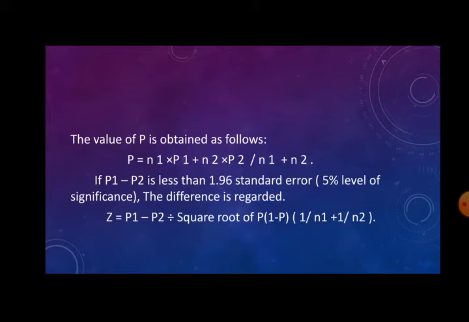If P1 minus P2 is less than 1.96 standard error, that is at 5% level of significance, the difference is regarded as not significant. Z is equal to P1 minus P2 divided by square root of P into 1 minus P into 1 divided by N1 plus 1 divided by N2.